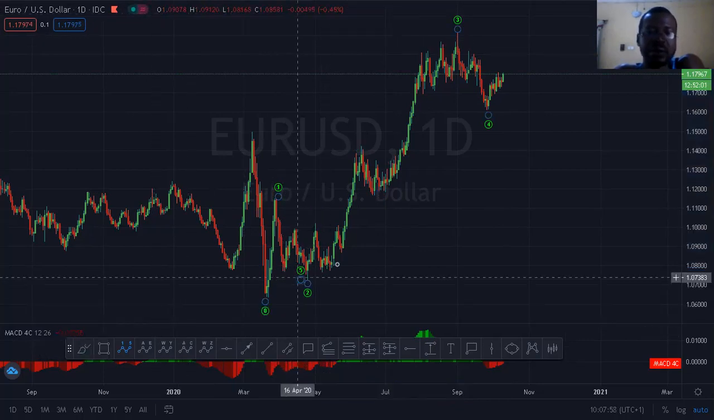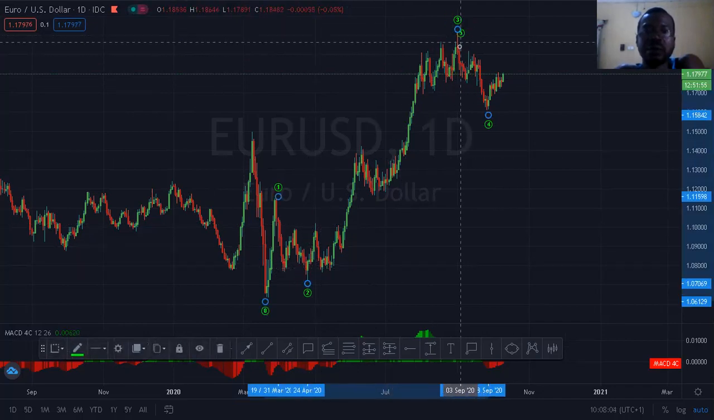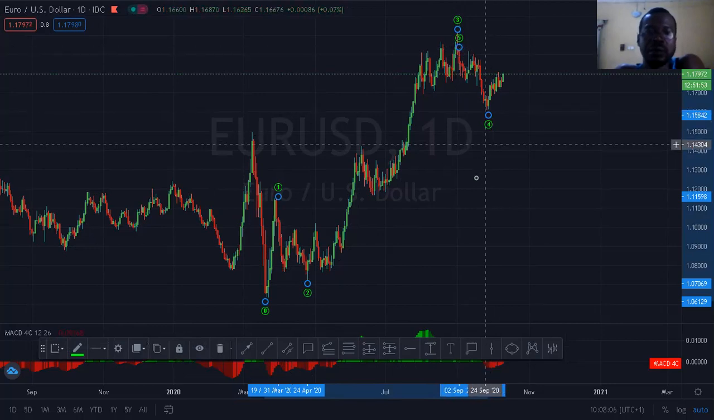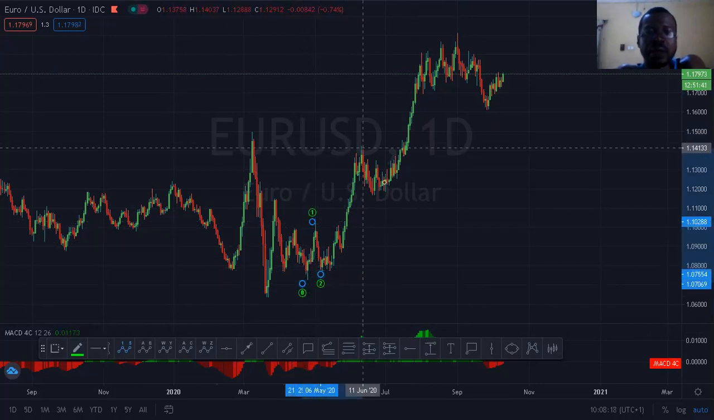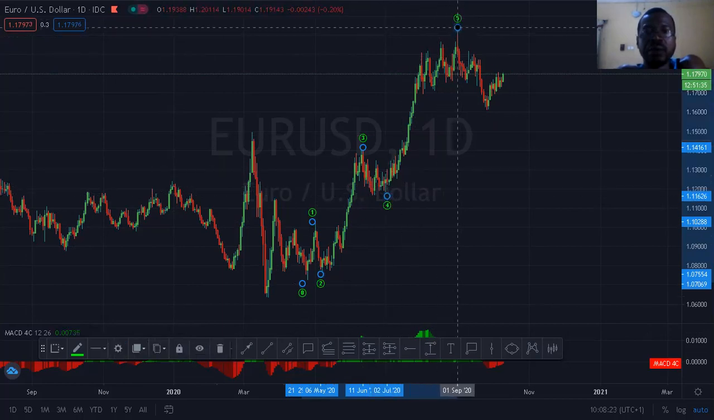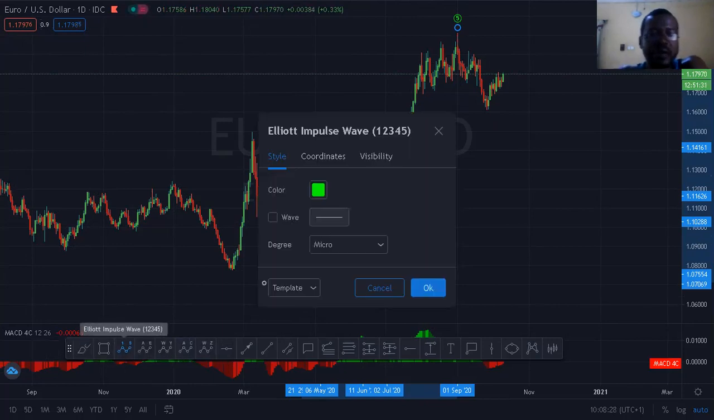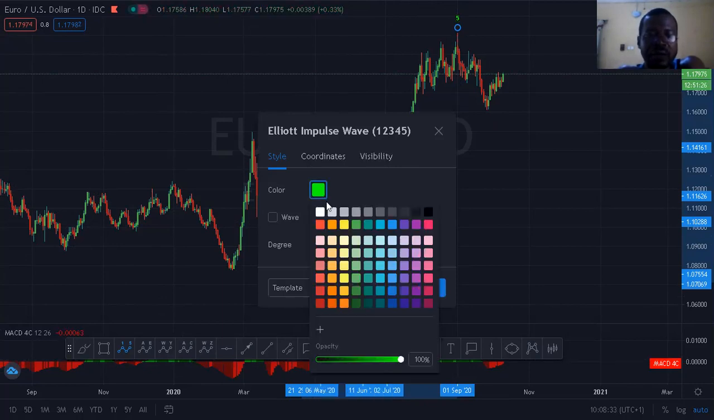So what happened here? Okay. 1, 2, 3, 4, 5. Wave 3 developed as 5 waves.